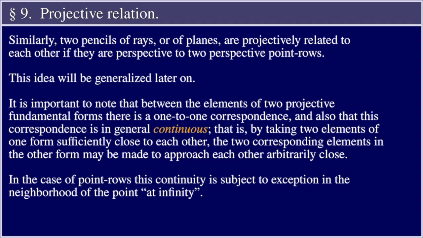That is, by taking two elements of one form sufficiently close to each other, the two corresponding elements in the other form may be made to approach each other arbitrarily close. In the case of point rows, this continuity is subject to exception in the neighborhood of the point at infinity.